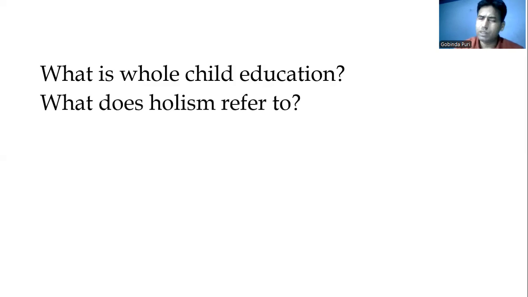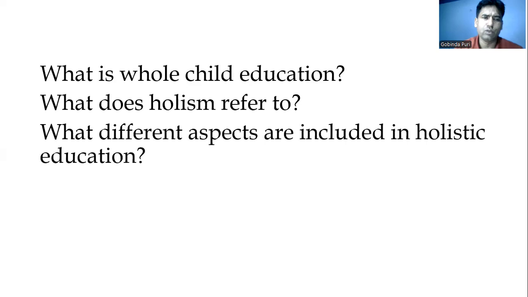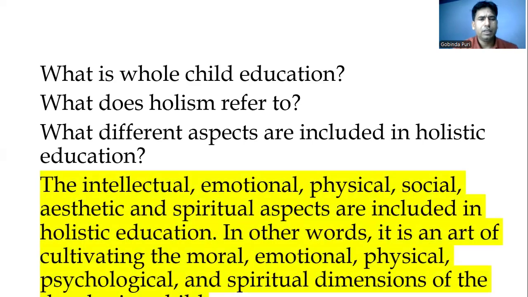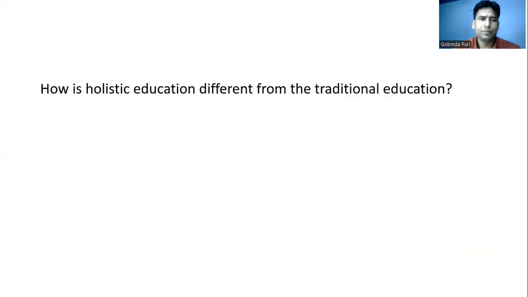The next question, what does holism refer to? You prepare for this question as well. The next question can be, what different aspects are included in holistic education? As I said to you, the six aspects are very important to develop. For example, the intellectual, emotional, physical, social, aesthetic, and spiritual aspects are included in holistic education. Or in other words, it is an art of cultivating the emotional, physical, psychological, and spiritual dimensions of the individual.